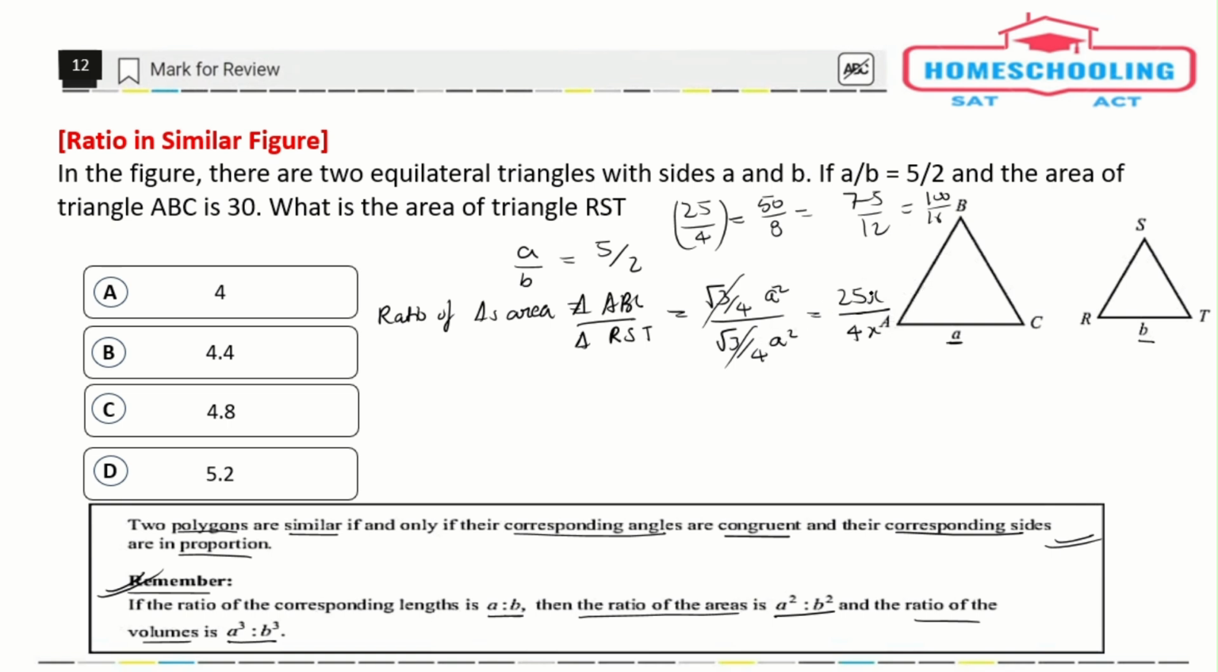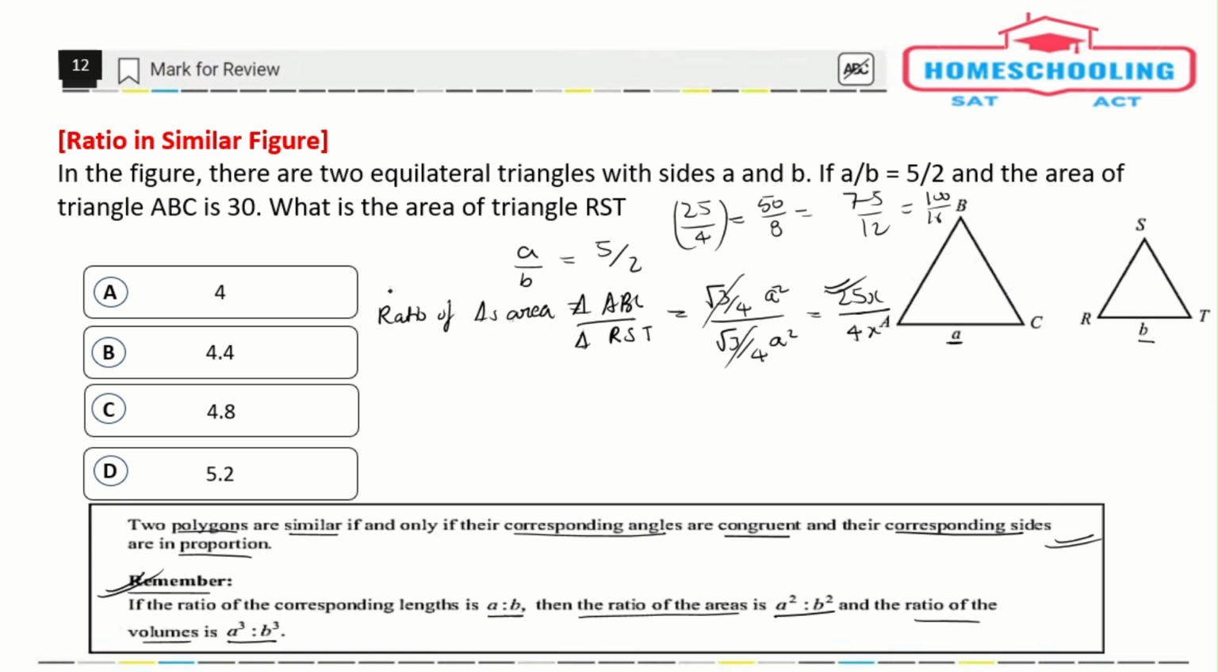So whenever we are taking ratios, we put x after it. I have taught you this extensively in the triangles chapter. So if you have any confusion, you can go to the playlist and go through the triangles chapter videos. So the ratio of these triangles' areas is 25x and 4x.